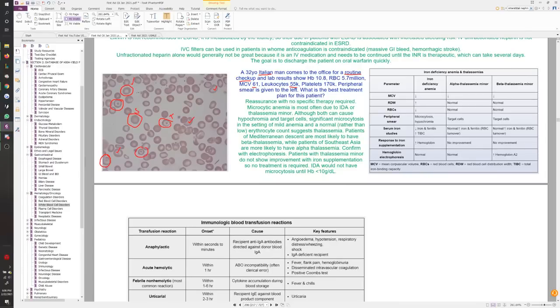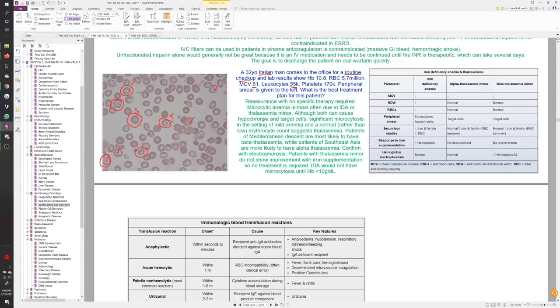So the RDW is one thing, sure, but the target cell is a huge giveaway that, in conjunction with the fact this guy is Italian, I'm more so going to be thinking this is probably some thalassemia. Right? Thalassemia has had this thing where some occur in the European area, some occur with the Chinese individuals having the cyst type, right, all of that. So moving on, they tell you microcytic anemia is most often due to IDA or thalassemia minor, which for him it would be minor because this guy has no symptoms.